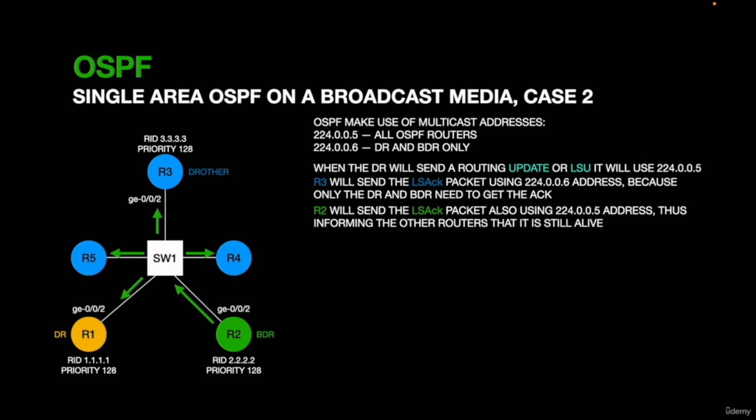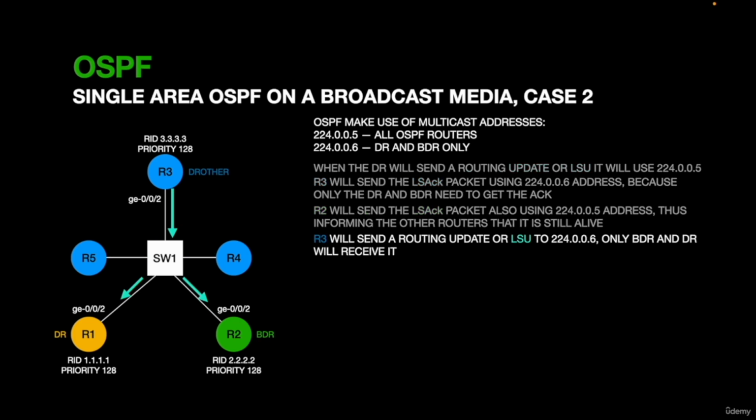If the BDR does not send the link state acknowledgement packet, other routers will assume that it is down and will try to take the backup designated router role. Now let's see what happens when a router sends a routing update or a link state update. It will send its LSU to 224.0.0.6 and only the BDR and DR will receive this message.